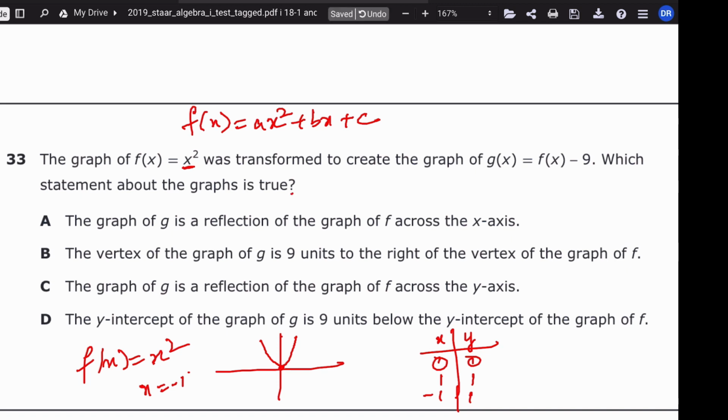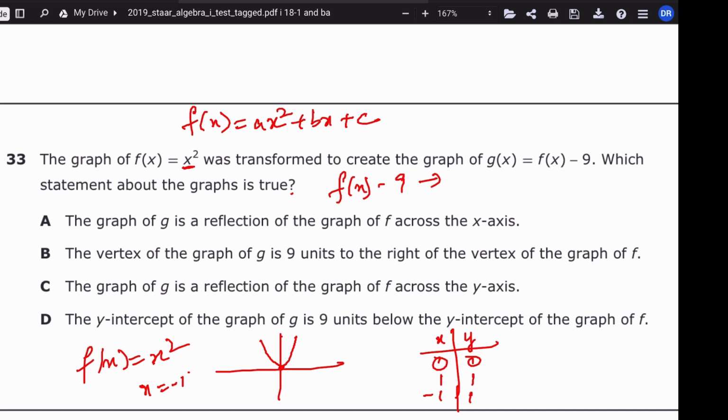So, graph of g is a reflection of the graph of f across the x-axis. A reflection of the function f across the x-axis happens when it is equal to minus f of x. So, the different types of transformations which take place in a quadratic function: when it is equal to f of x minus 9, what happens is this, it shifts the function 9 units downwards.